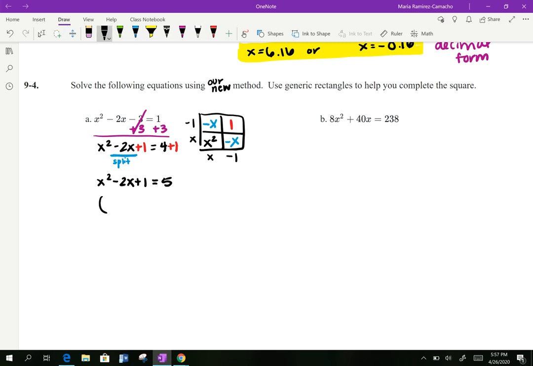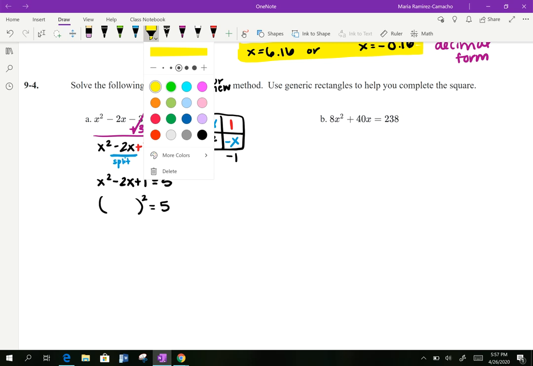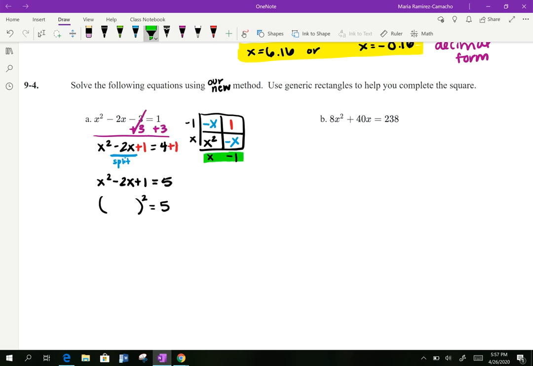And now let's rewrite x squared minus 2x plus 1 as something squared. What is that something going to be? Well, it's going to be this length here. Okay, x minus 1 times x minus 1 is just x minus 1 squared. If you look at what's inside of this squared, that's what this sum is. So I'm just rewriting the sum as a product.